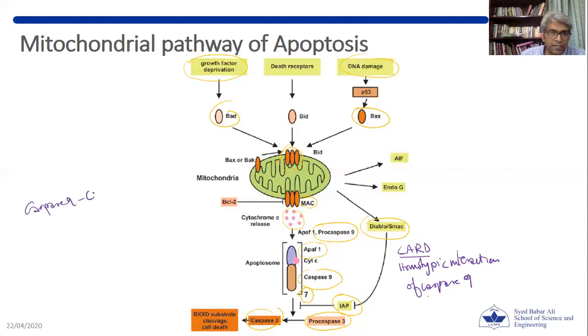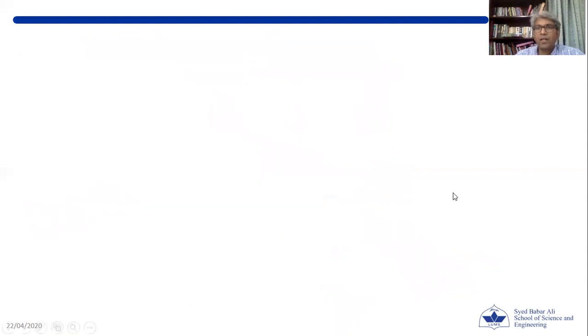So the CARD we studied in one of the previous slides: caspase 9 has an N-terminal CARD domain, and caspase 8 and 10 have an N-terminal death effector domain. The CARD domain of caspase 9 binds to the CARD domain of APAF1, and this homotypic interaction is required for apoptosome formation. Now we come to the extrinsic pathway.